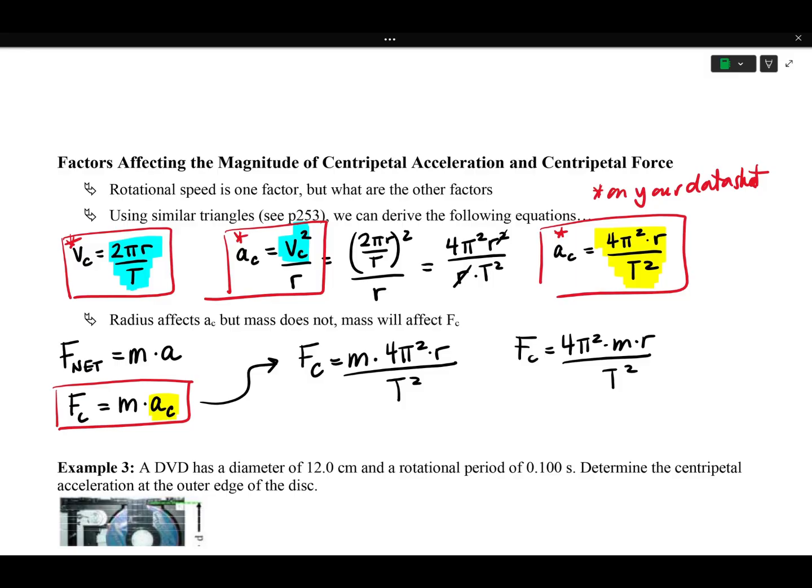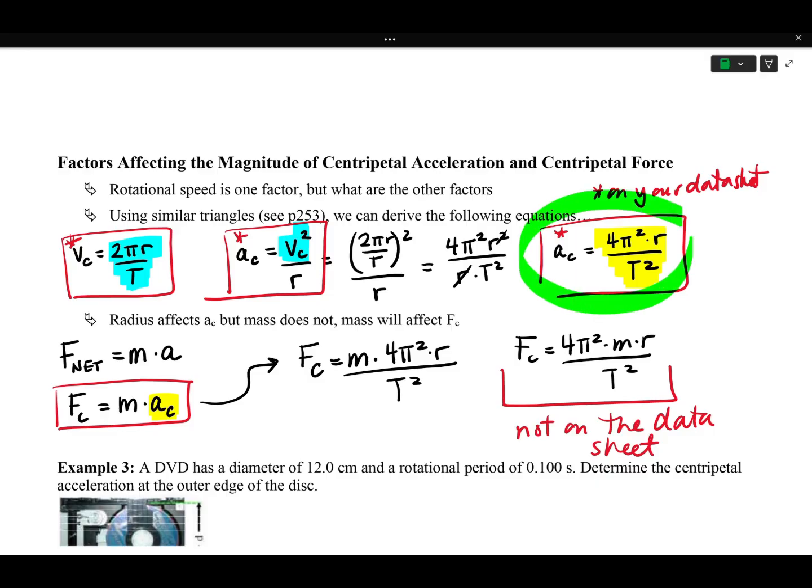So this equation, unfortunately, is not on the data sheet. So you must derive it. So anytime you have a question, you need to remember that you can take this formula for centripetal acceleration, and technically, you could take this formula too, and you can plug them both in for this ac. And again, remember, the ones that are in red squares, those are the ones that you're going to find on your data sheet.